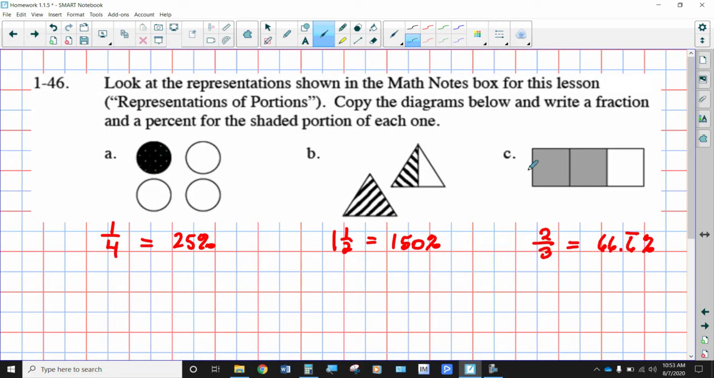All right. And here we get to some of those visuals that are often creating problems. Here are 4 circles, and one of the 4 is shaded in. So this represents 1 out of 4, or 1/4. This is the one that confuses people. This is one whole triangle, and this is another half of a triangle that's got stripes on it. So 1.5 is the same as 150%. And then here, 2/3, 2 out of the 3, that's usually pretty simple. And knowing that 2/3 is the same as 66.6 repeated, or you could have said 66 and 2/3 percent. That would be another way to write this in percent form.